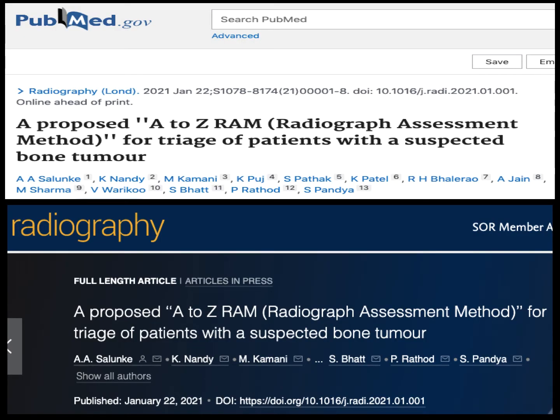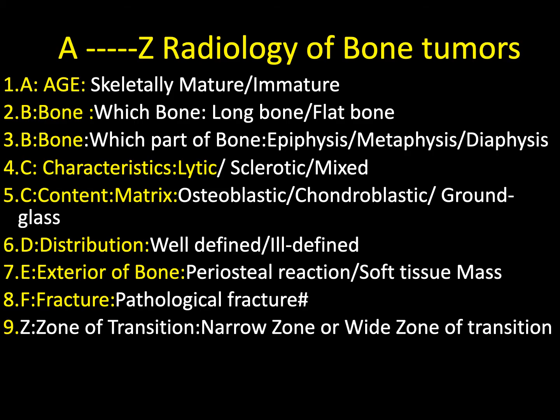So this was a paper published in Radiography journal in 2021, this year only, and it proposed the A to Z RAM, that is Radiograph Assessment Method, for triage of patients with a suspected bone tumor. So what is the meaning of this A to Z? We have used the alphabets from A to Z.